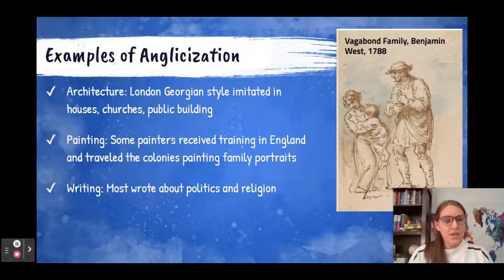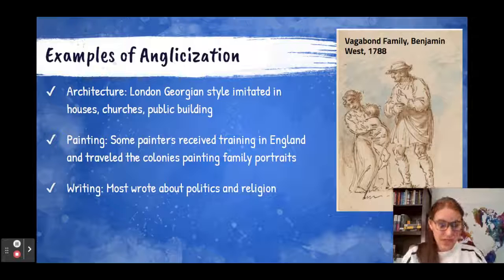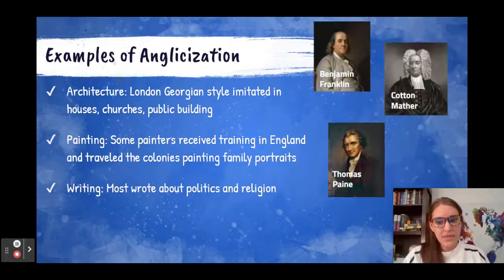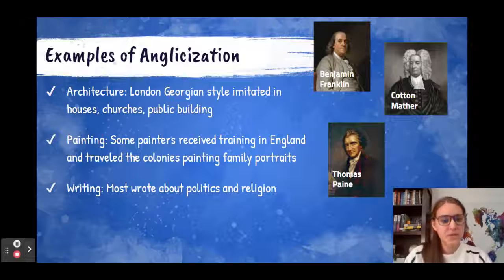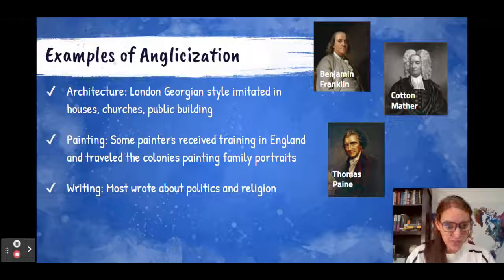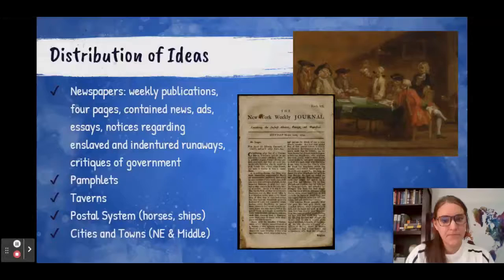Here's another example. Benjamin West was a famous American artist who actually was trained in England. And probably the most prolific example of this is going to be the writers of the time. So here are three very famous writers and figures who wrote primarily about politics and religion. And those ideas were either found in Europe and then spread through the colonies, or they themselves were born in Europe and migrated to the colonies. But writing is going to be the most significant example of how Anglicization took place.